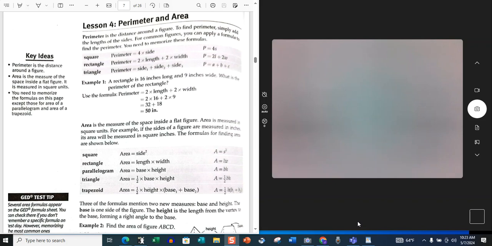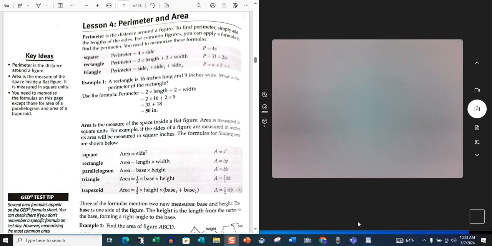Perimeter and area. This is from chapter 7, and we're on page 394. Lesson 4, Perimeter and Area. Perimeter is the distance around a figure. To find perimeter, simply add the lengths of the sides. For common figures, you can apply a formula to find the perimeter. You need to memorize these formulas.